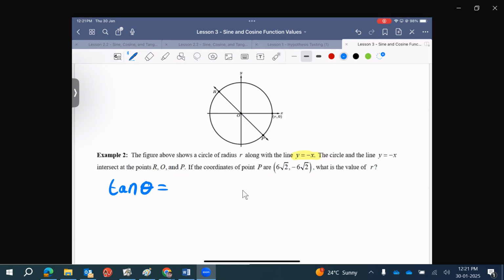Not quite, my little friend. What's it going to actually be? Minus 1. What does this imply that the value of theta is? At point P, what's the value of theta at point P?